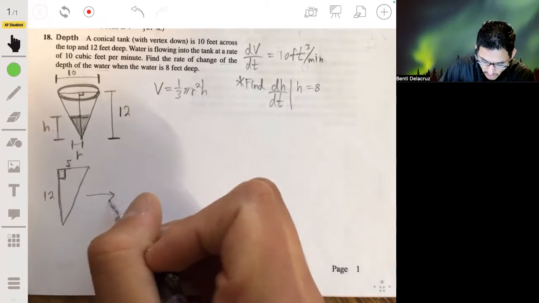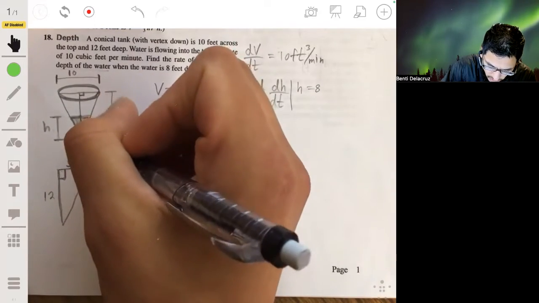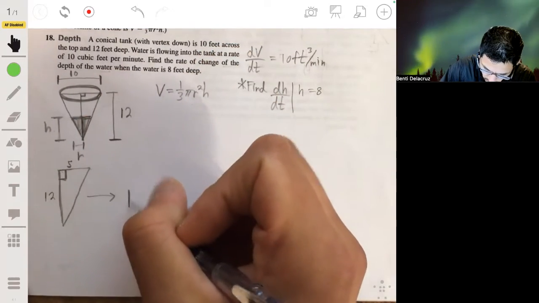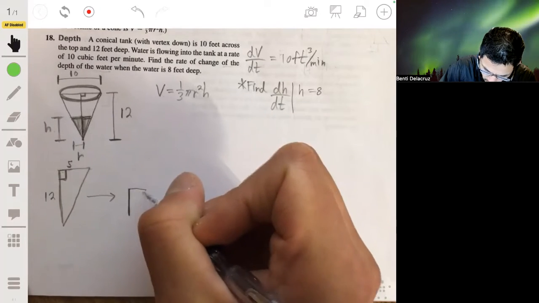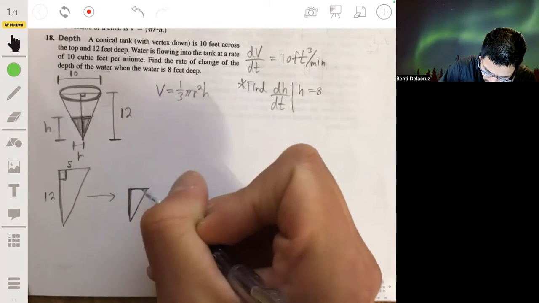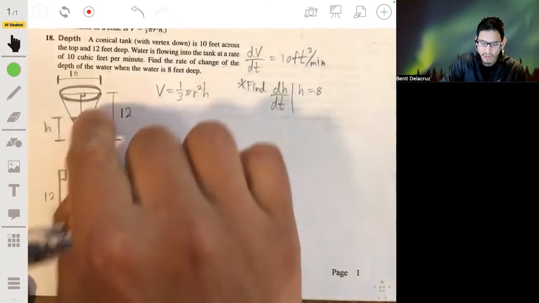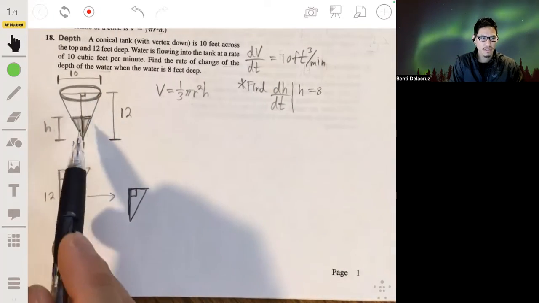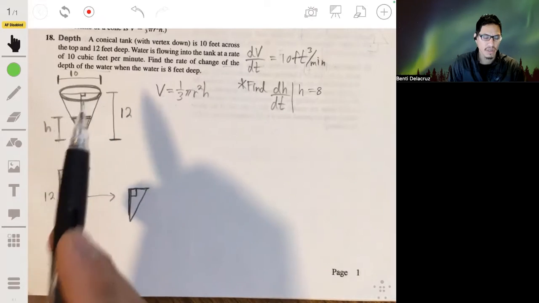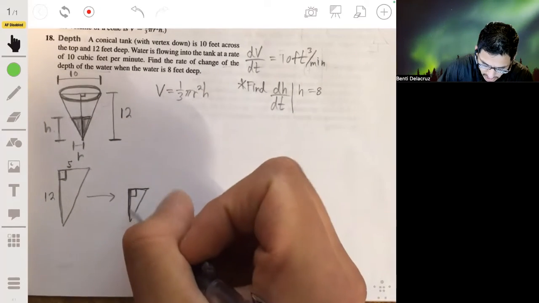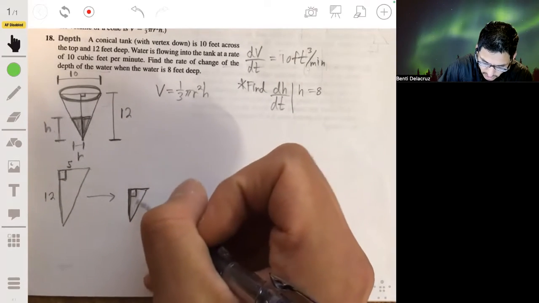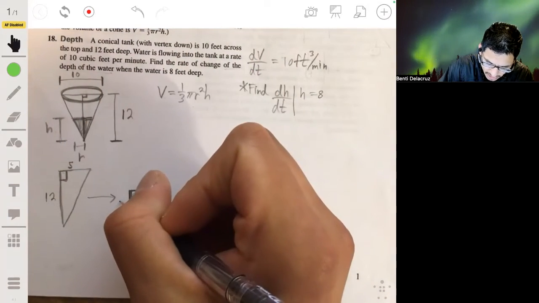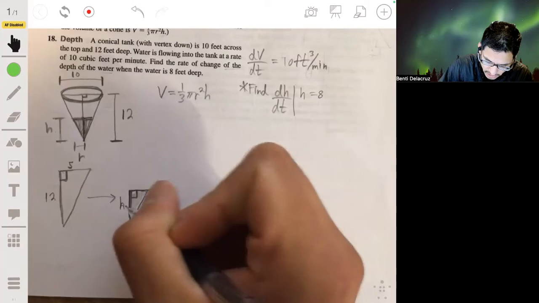Now, we can also represent the water level by a smaller right triangle, and since it's within the cone, it's going to be similar to the large triangle of the entire cone. So remember, this is the height of the water, from here to here. And the height is variable, it's changing. So we're going to make that h.